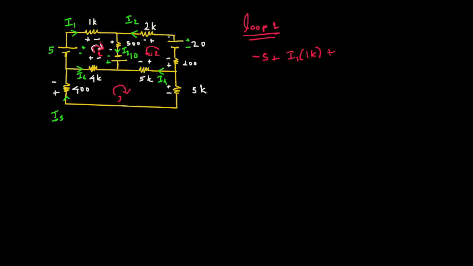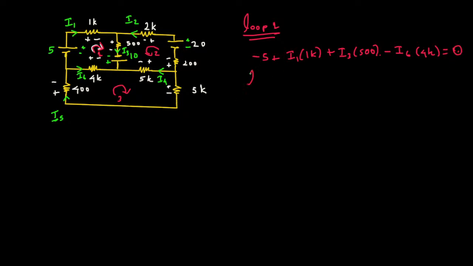Then this one, plus to minus, is going to be positive. The I3 current flows through there and the resistor is 500, so I3 times 500. Then this one clockwise is minus to plus, so this is going to be negative. The current flowing through it is I6, and the resistor across it is 4K. The sum of all the voltages in a loop is equal to 0. That's Kirchhoff's voltage law, so this should be equal to 0.